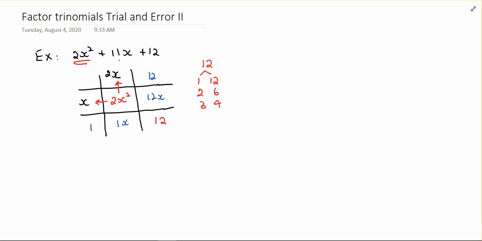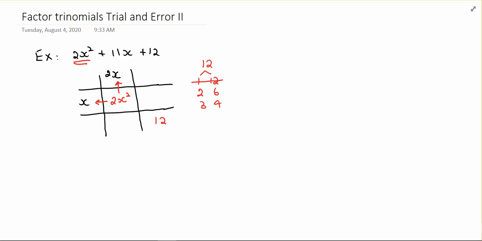So we can say, well, that's not going to work. But what if I had changed it around? Would it make a difference? Meaning, what if I had put 12 here and 1 there? Would that make a difference? So 1 here and 2 times 12 is 24. That doesn't work, because there's no way 24 and 1 add to be 11. So again, we can throw this away, and we can say to ourselves, well, that's not the right combination.